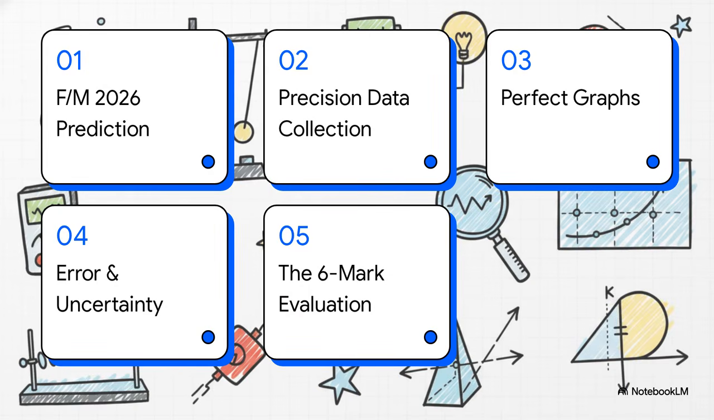So here's the game plan. We're going to hit 5 key areas. We'll start with a bit of an inside scoop, a prediction for your upcoming paper. Then we'll dive into the nitty-gritty, how to collect flawless data, the secrets to plotting perfect graphs, how to tackle error and uncertainty, and finally, we'll conquer that monster 6-mark evaluation question. By the end of this, you'll have a complete roadmap to nail this exam.